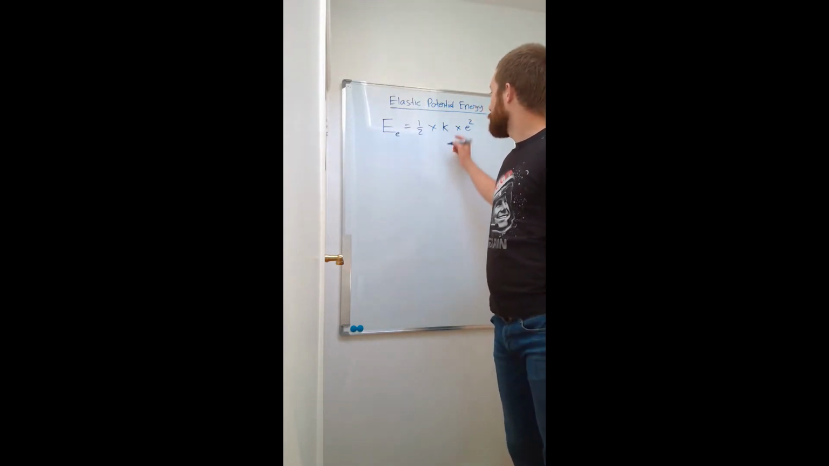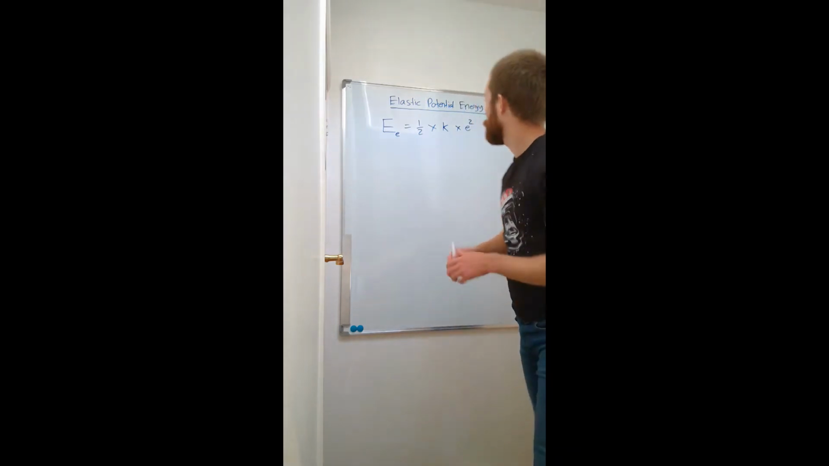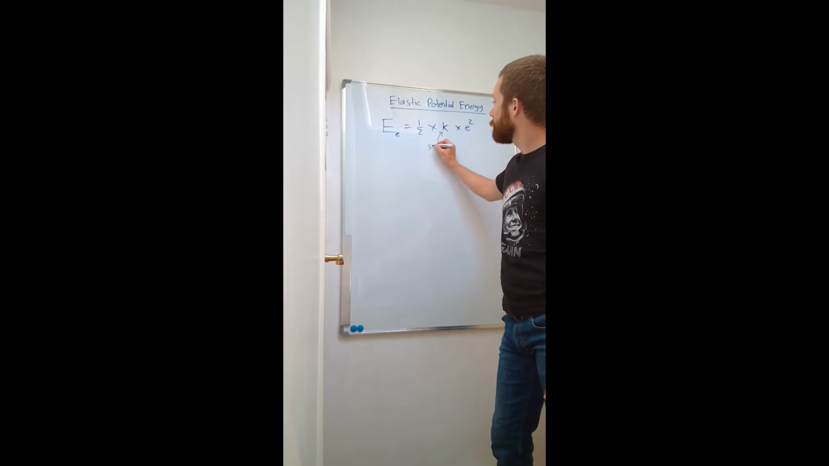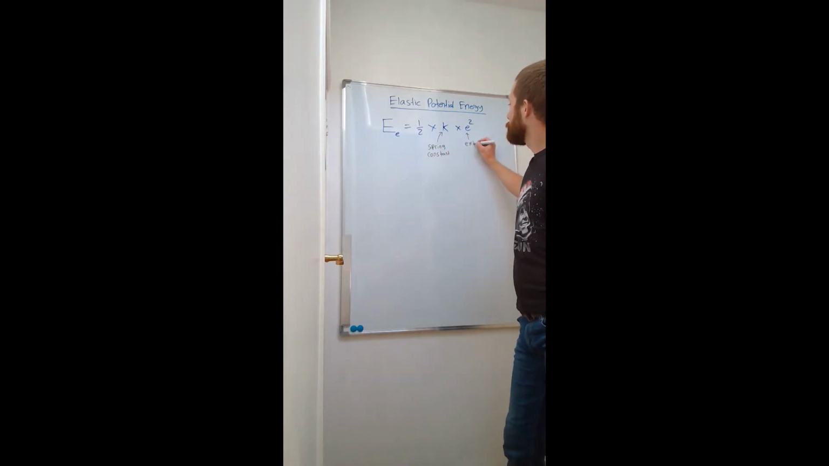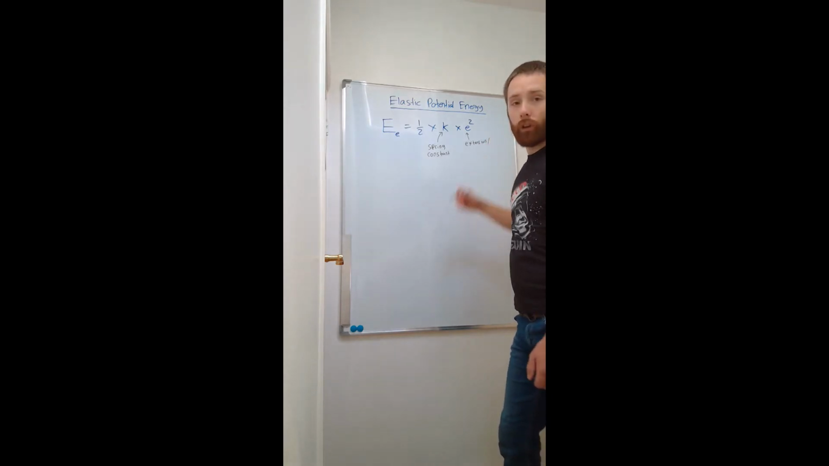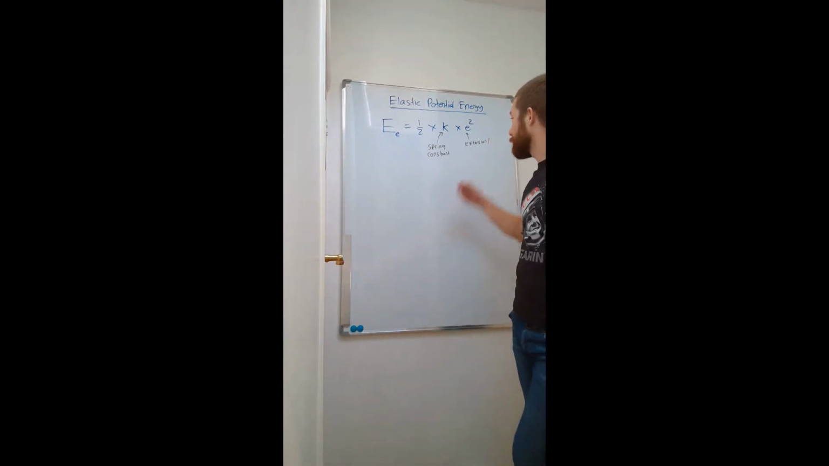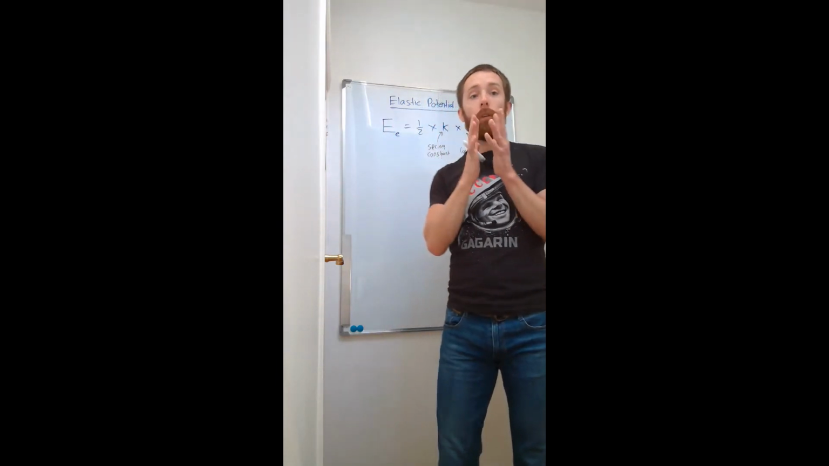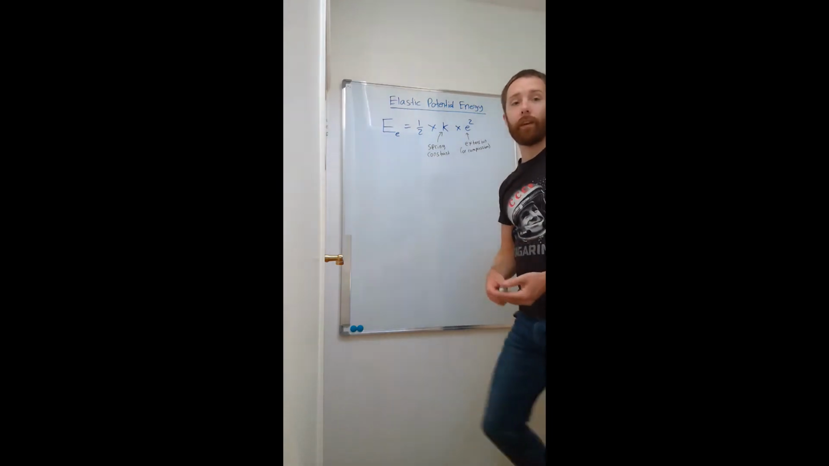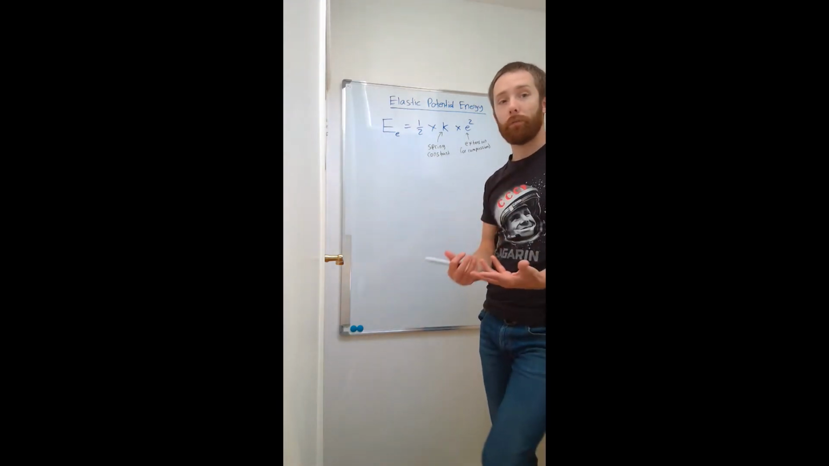So we've got elastic potential energy. This thing here is called the spring constant. And this here is our extension. And I'm also just going to write compression here, right below, because in terms of the equation, if a spring is squashed or if it's stretched, we treat it the same way. If it's been squashed by 5 centimeters or if it's been stretched by 5 centimeters, the equation works the same.